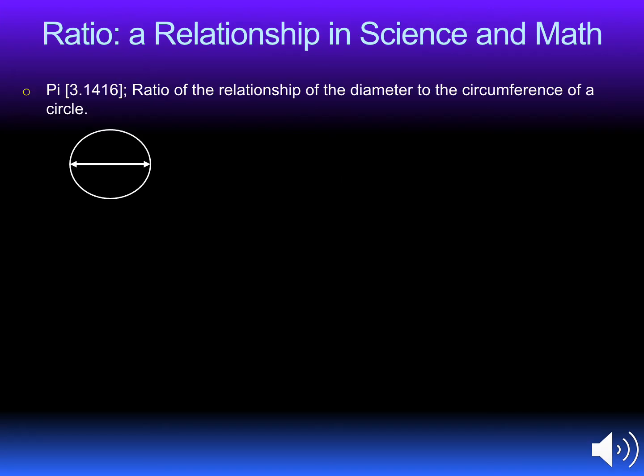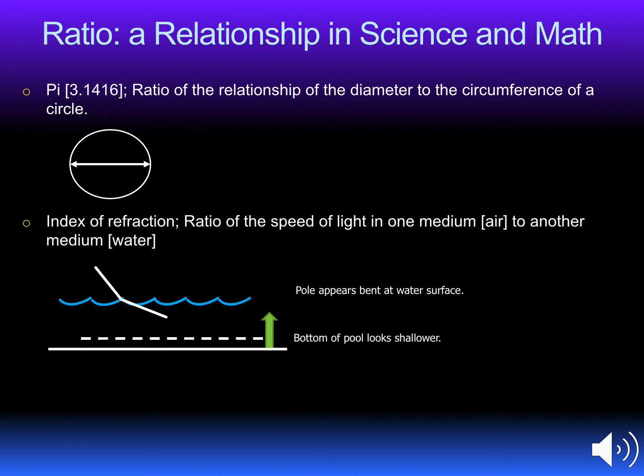So the most common one is pi, which we know is 3.1416, and it goes on forever. But this is a ratio of the relationship of the diameter to the circumference of a circle, and this we are all pretty familiar with. One that you might not be that familiar with is called the index of refraction. This is the ratio of the speed of light in one medium, air, to another medium, water.